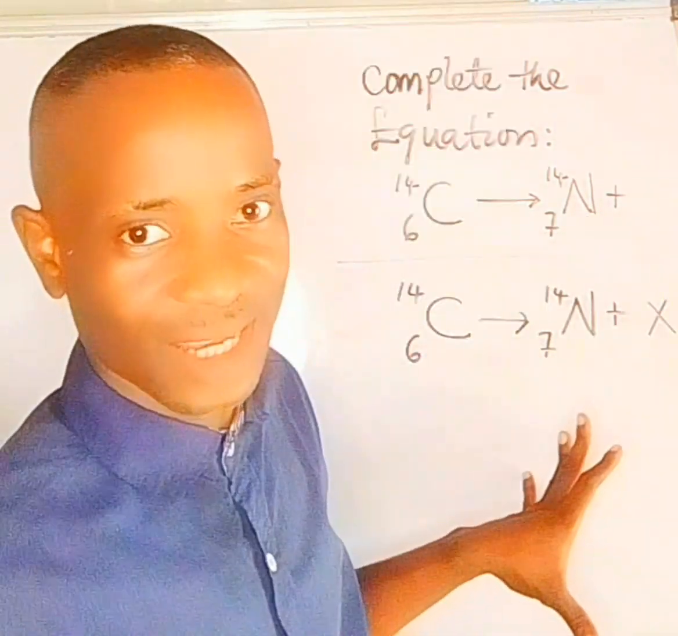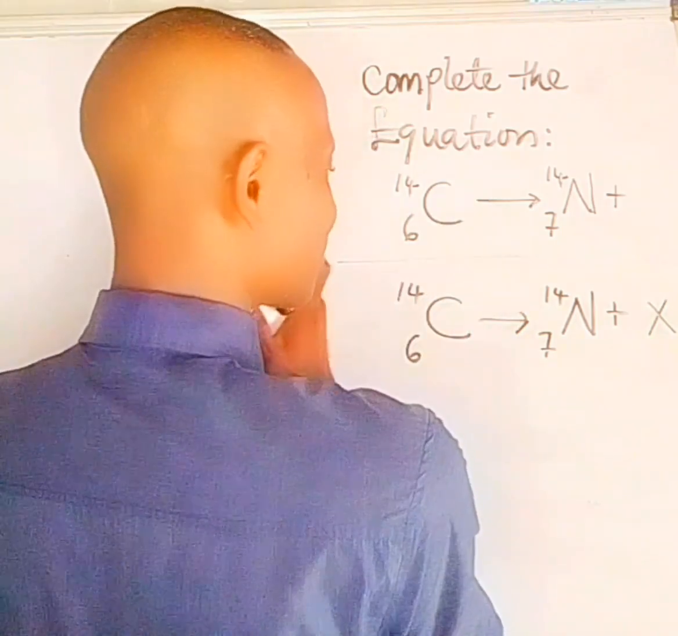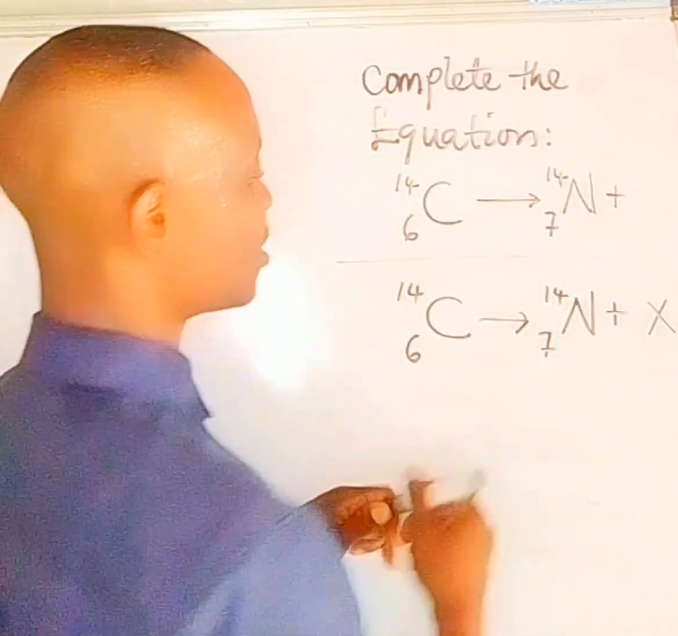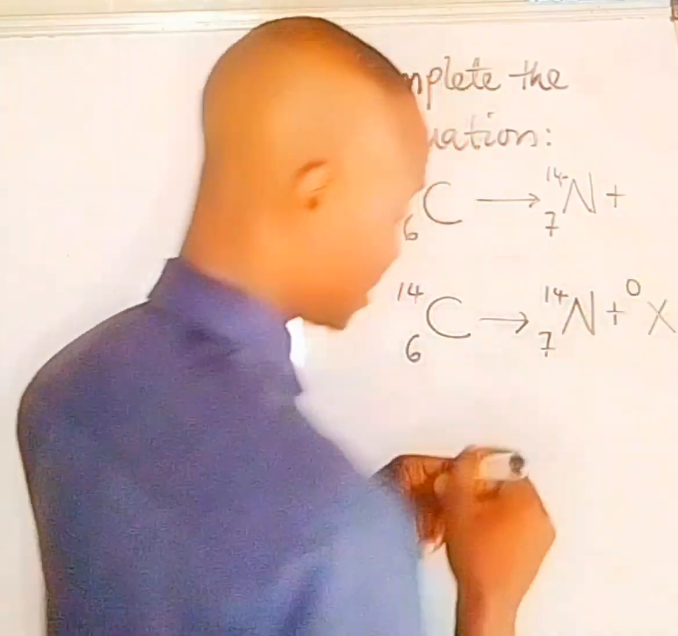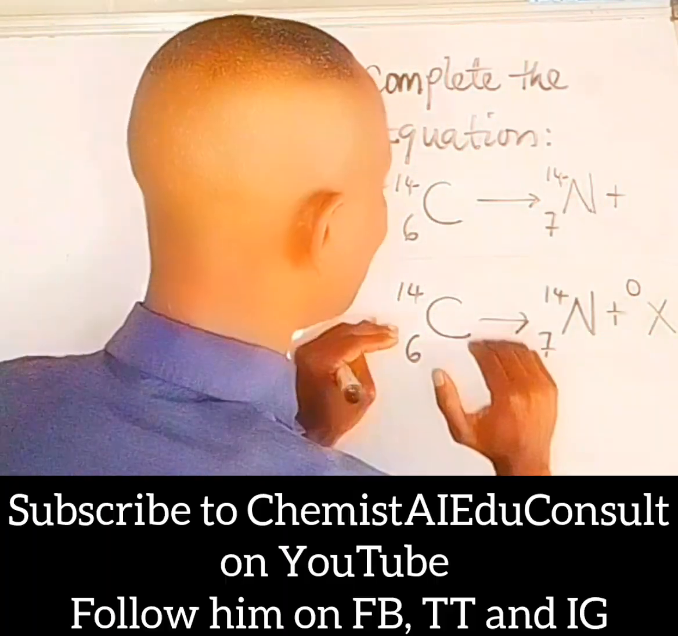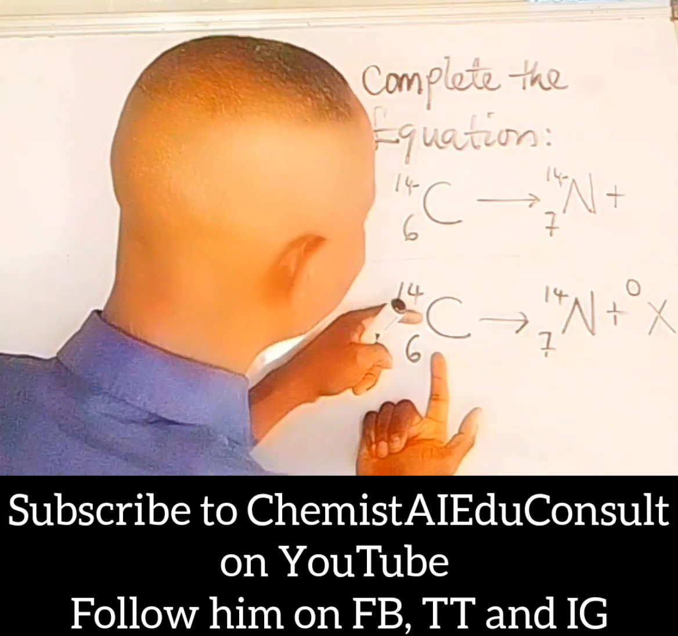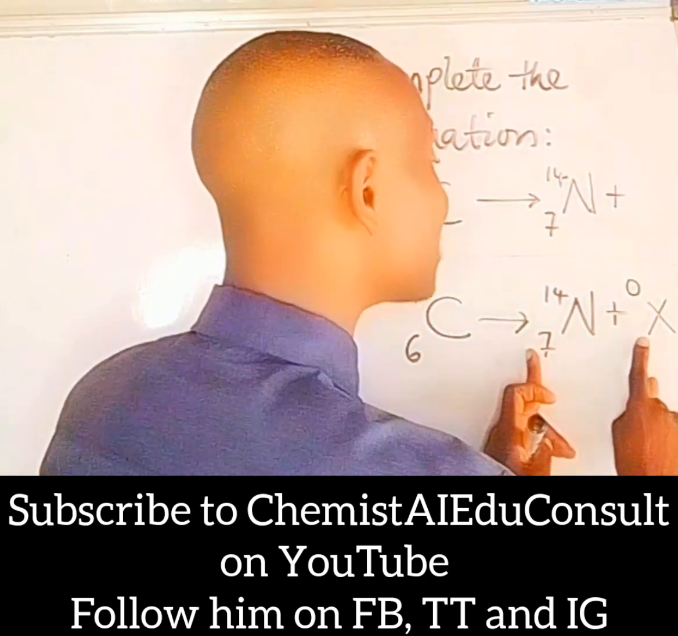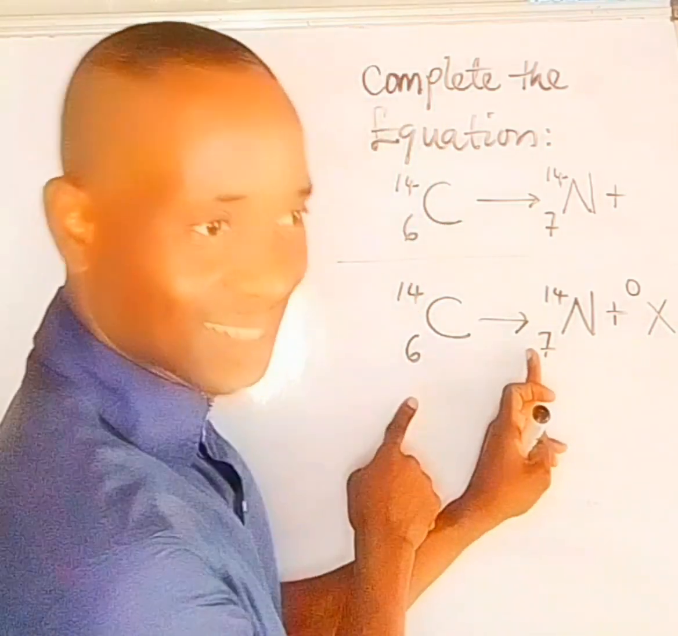Now to balance a nuclear equation, the number at the left must be equal to the number at the right. To balance this 14 at the left, we must write 0 here, right? So that 14 plus 0 is the same 14, right? To balance the atomic number, we have 6 at the left already. But here we have 7, and we must add something to this 7 to make it 6.